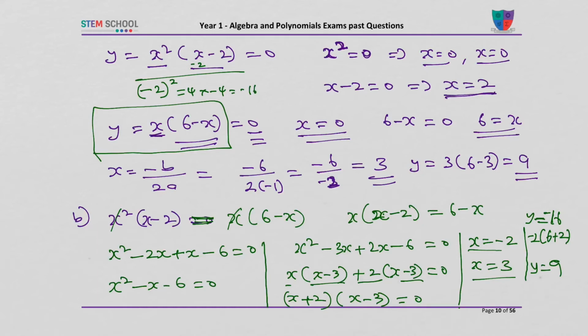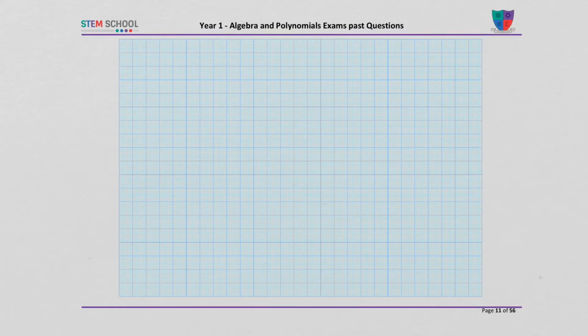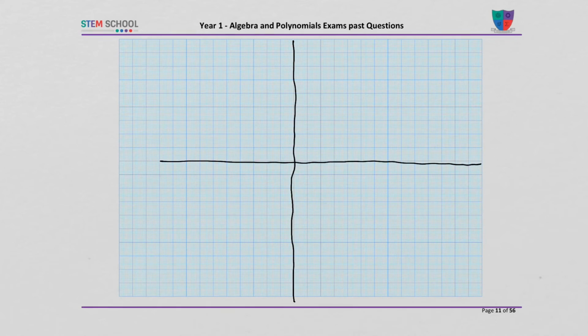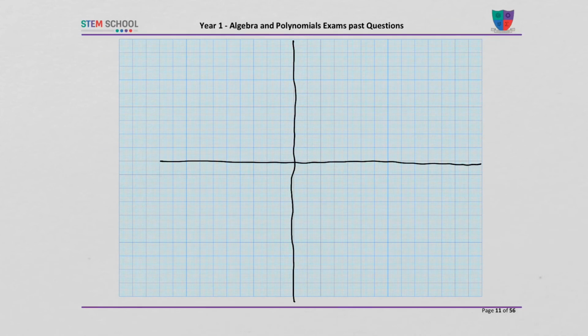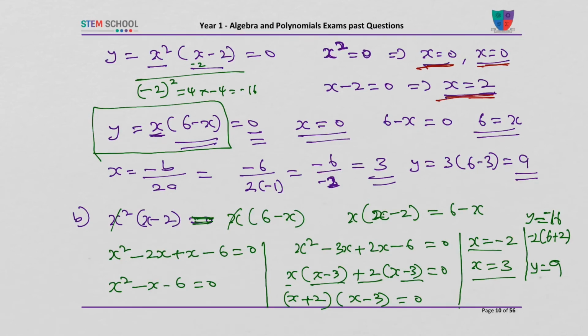I know the values now, so I'm going to use them to plot the graphs. Let's try and sketch the graph. I've got a graph here, and just do a line here. What I'm looking for are the points. Let's draw the cubic first. The cubic crosses the x-axis at 0, minus 2 and 2, so let's put that here.